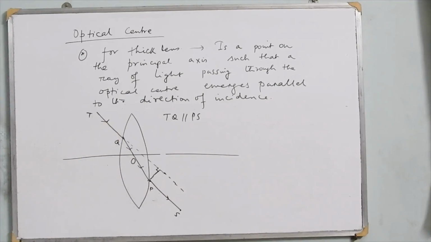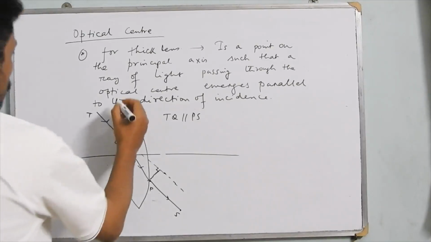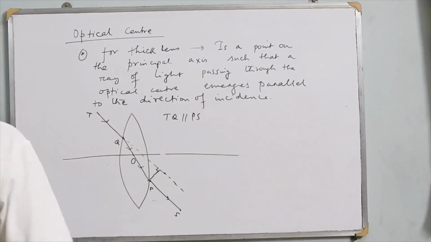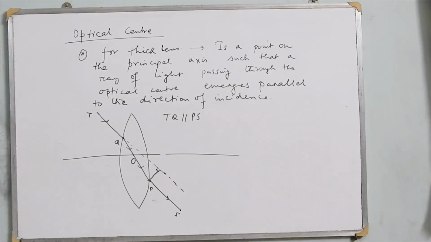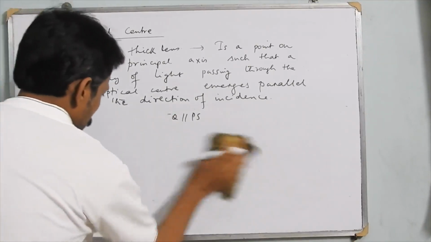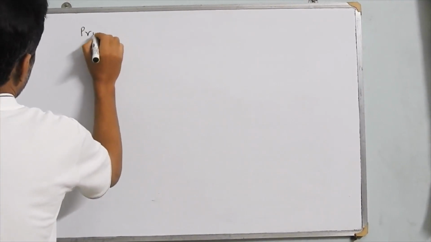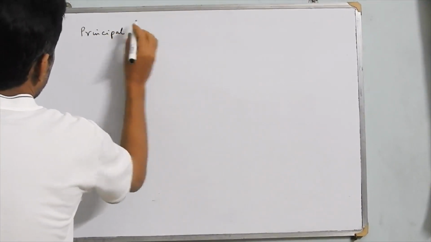But in this chapter we will be dealing with thin lenses. So all our definitions, derivations and ray diagrams will be restricted to thin lenses only. But the optical center should be defined differently for a thin lens and a thick lens. So now let us try to understand what the principal focus and the focal points are. Principal focus.